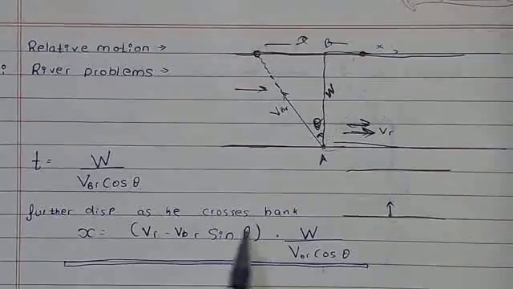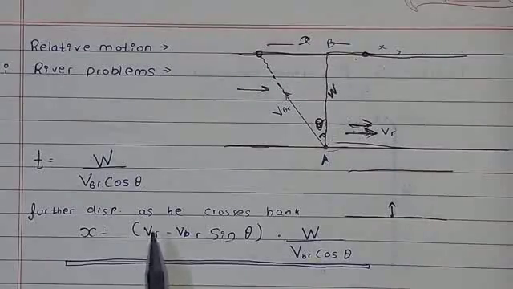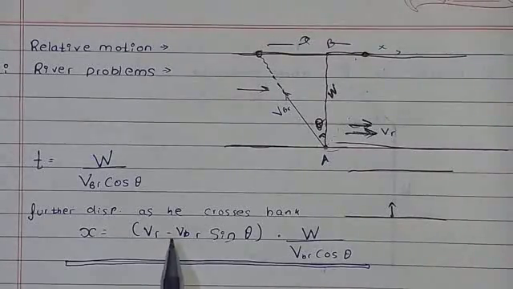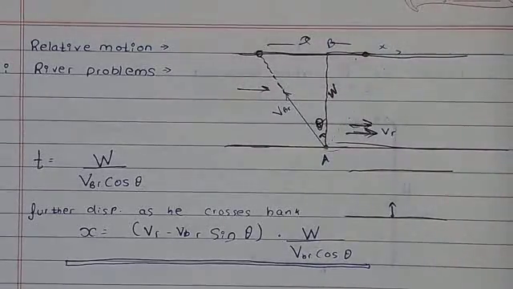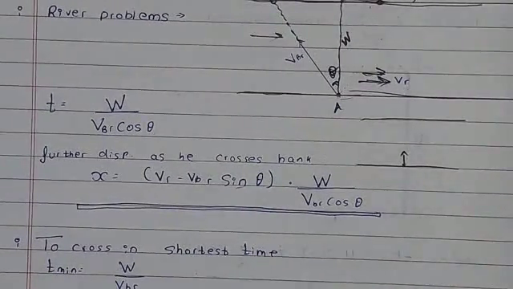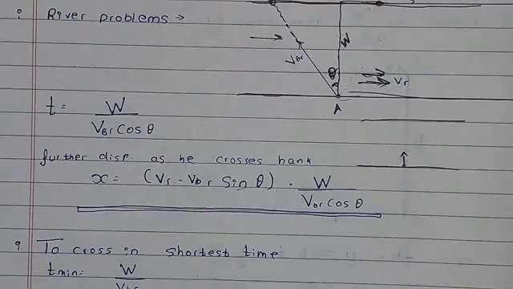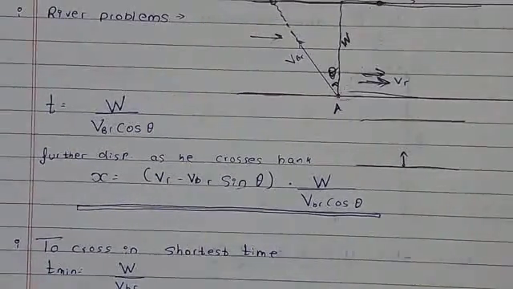Displacement equals velocity into time. Velocity is velocity of river minus velocity of boat with respect to the river sine theta, into W upon VBR cos theta, which is the time. And now another condition, we have to just remember, because guys, it's an exam, you have to excel. Displacement is velocity into time, you can note it down somewhere.